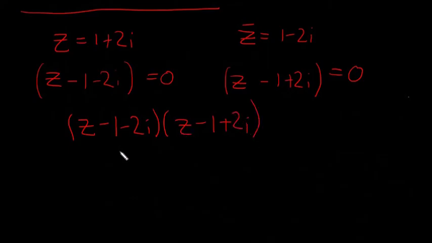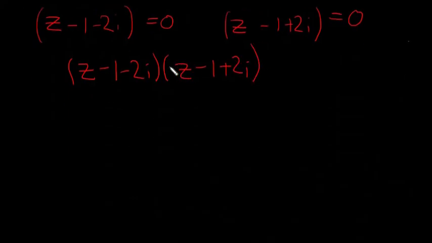This will take a while, because there are 3 terms in each. So z by each term, then minus 1 by each term, and then minus 2i by each term. So start with the z. I'm going to do this in green. We're going to get z squared minus z plus 2iz. So z by z is z squared, z by minus 1 is minus z, and z by plus 2i is plus 2iz.